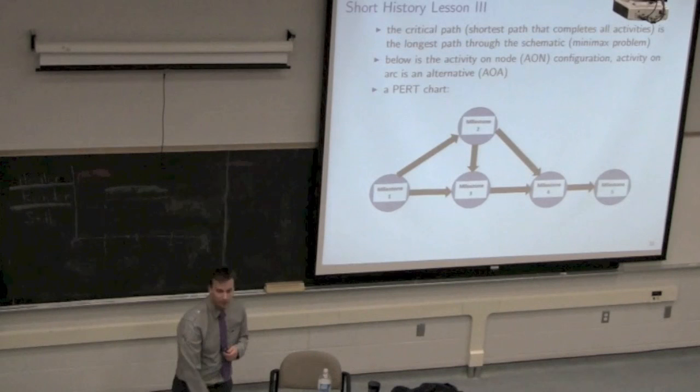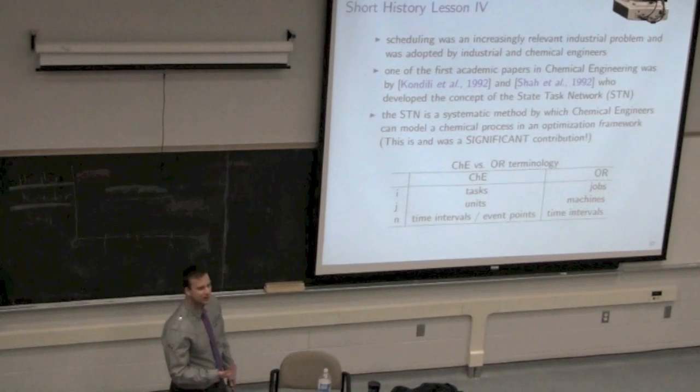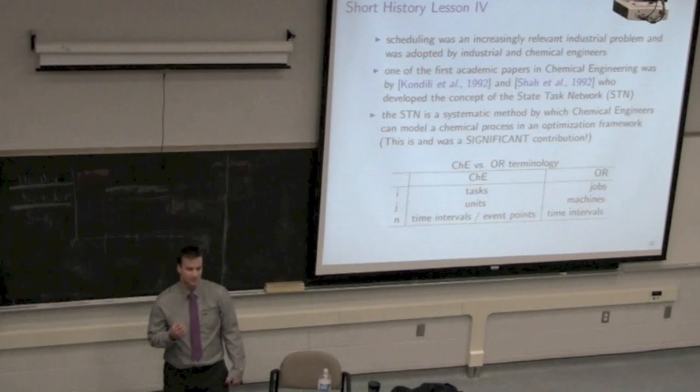I have a minute left. So again, in chemical engineering, we'll refer to them as processing units that perform tasks. Whereas on the business side of things, you'll see them referred to as machines that perform jobs. This is just the difference in terminology.